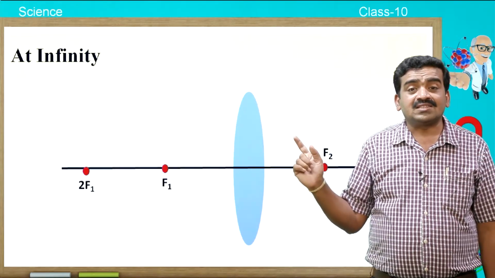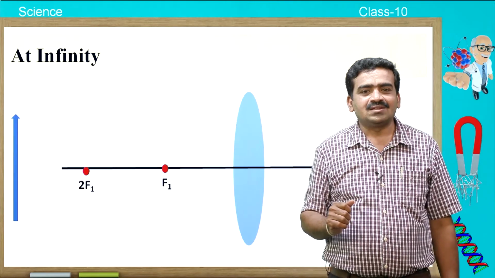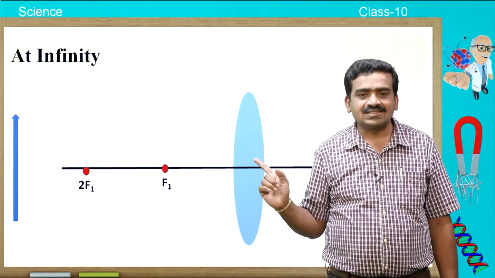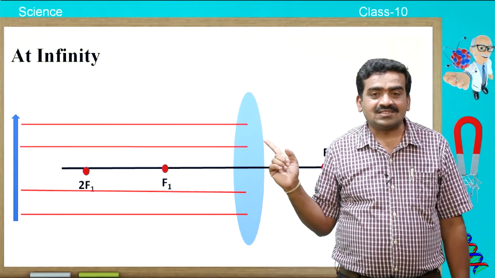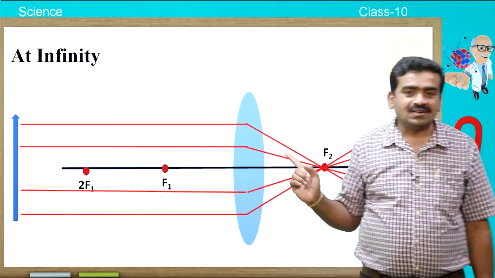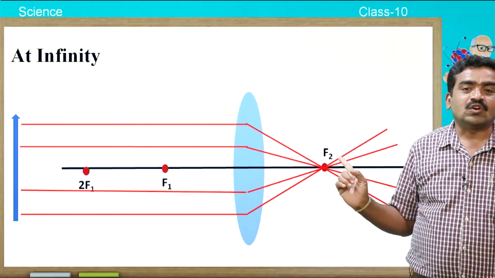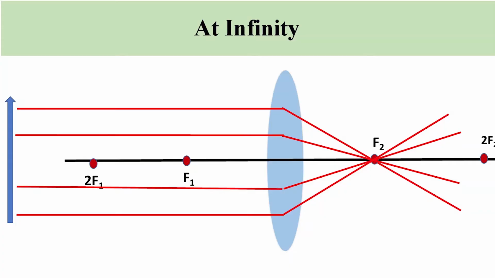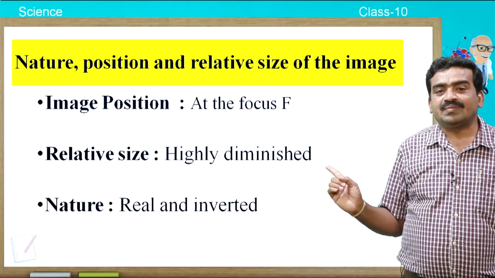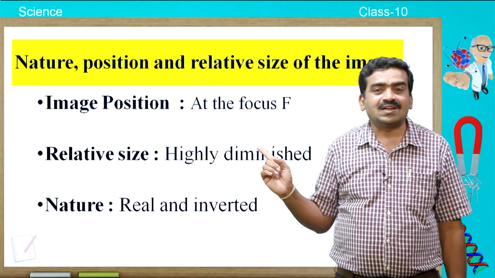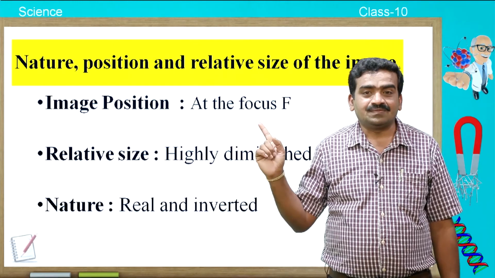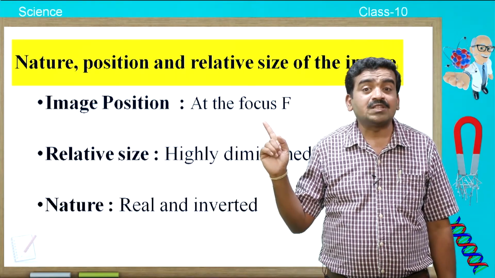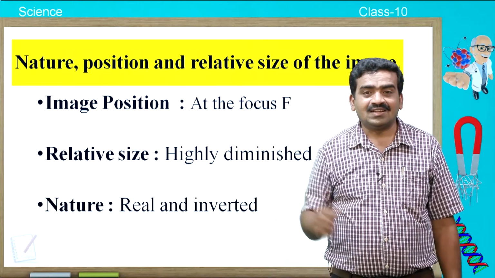When the object is placed at infinity, that means far away from the convex lens, what happens? The ray of light coming from the object reaches the lens, and after refraction the refracted rays converge at a point which we call the principal focus. Here we can notice the nature, position as well as relative size of the image. The image position is at F. The image is formed at the principal focus on the other side of the lens.